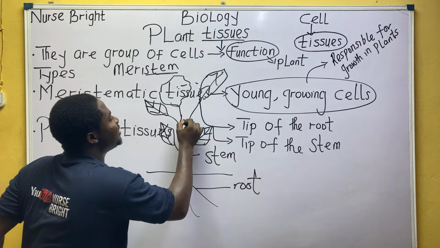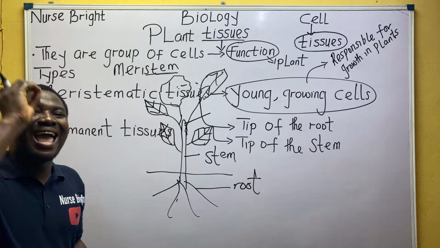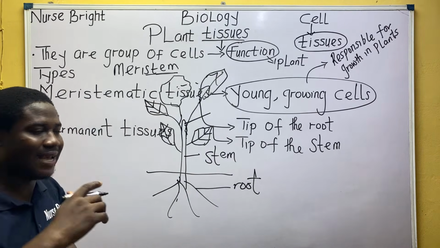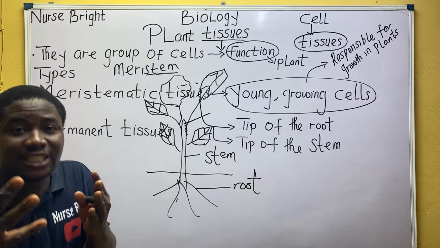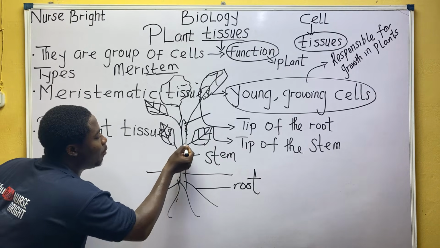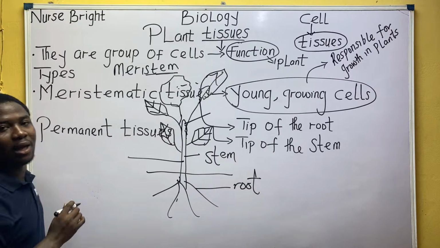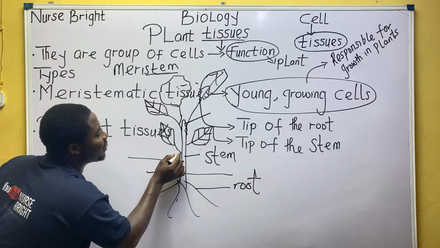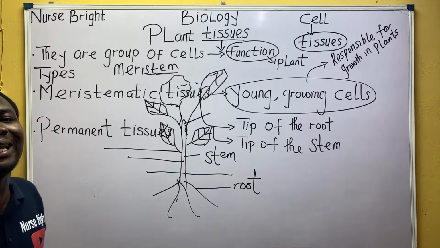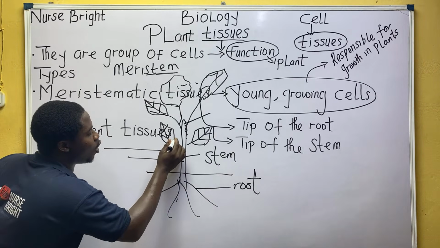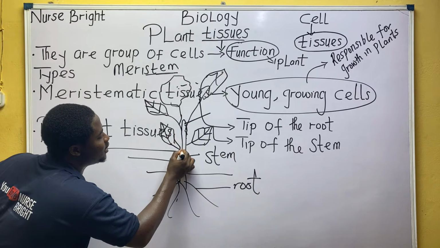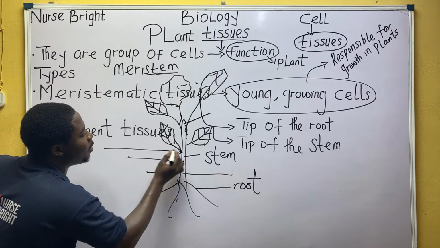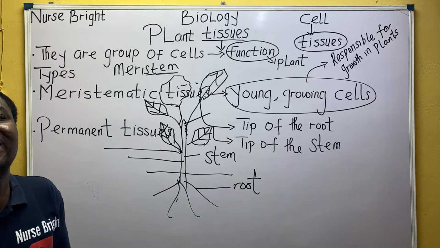Listen. These meristematic tissues are found in the apex part of a stem, the tallest part. They are also found in the body of this stem. Also, this meristematic tissue is found at the base of a leaf. Let's say this is the base of a leaf. Under this leaf, these meristematic tissues are also found here. Now, what are these meristematic tissues called?